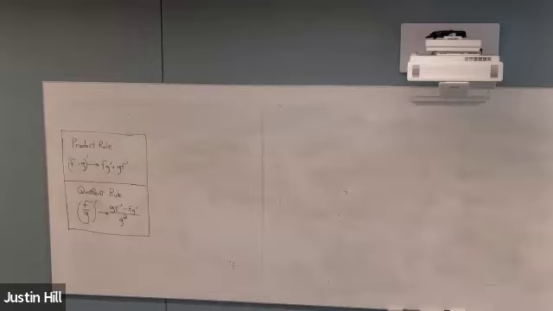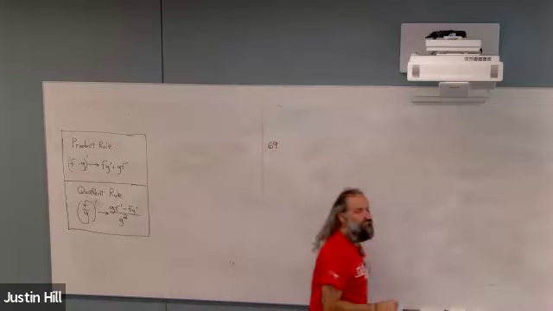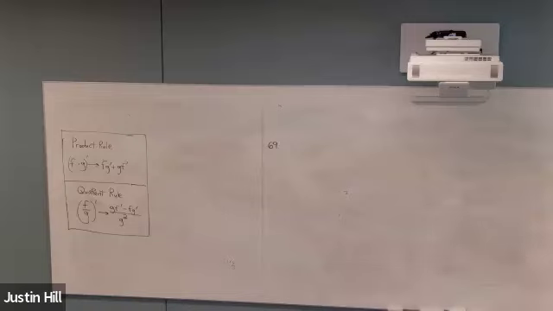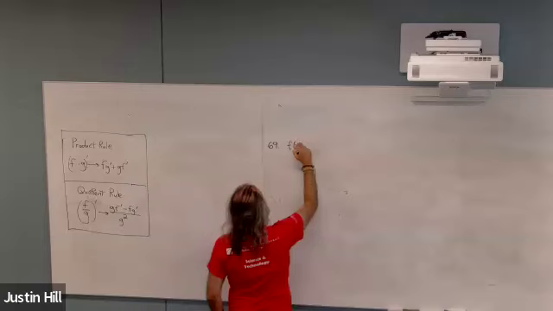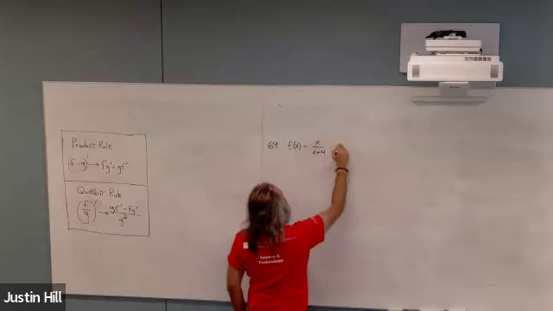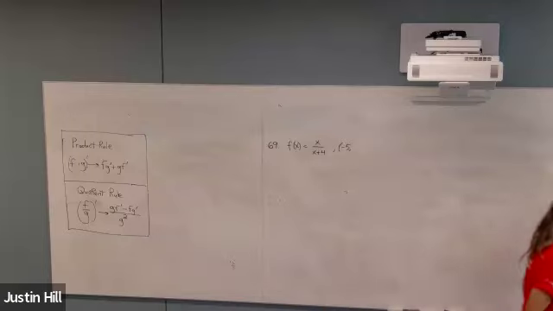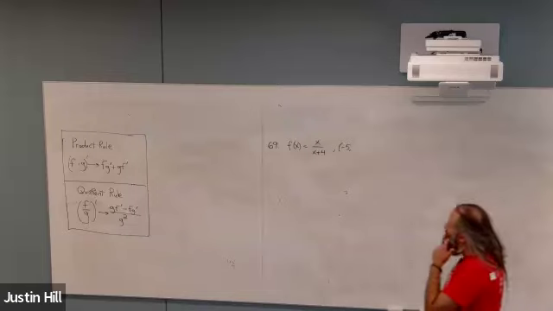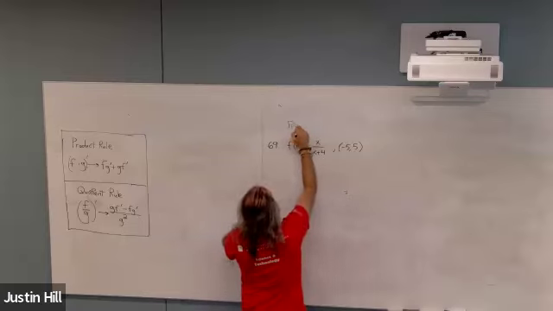Let's start with this one, number 69. The function they give me is f of x equals x over x plus 4. Give me the point -5, 5, I believe. Yeah, -5, 5. And what they want here is they want you to find the equation of the tangent line.